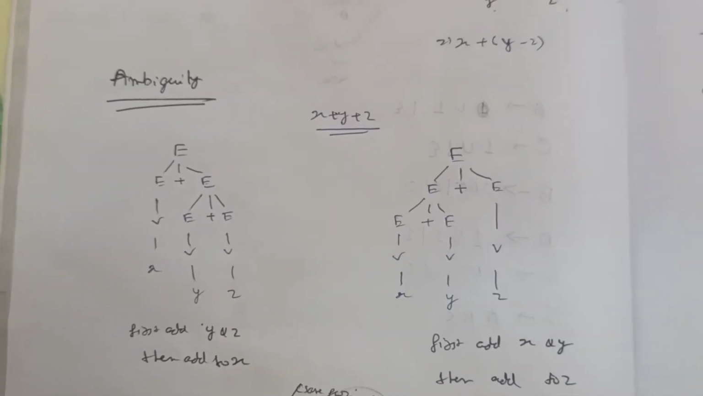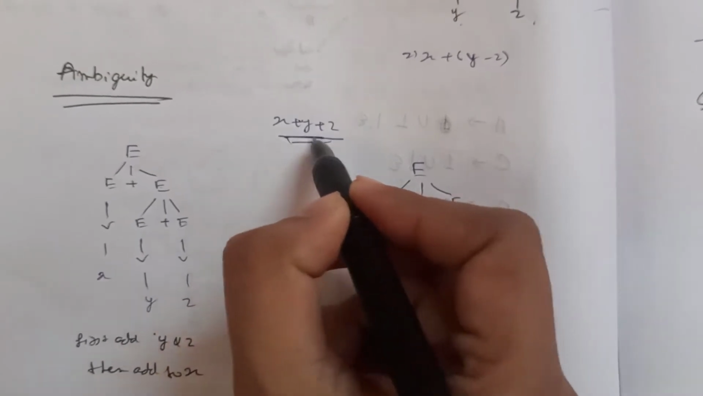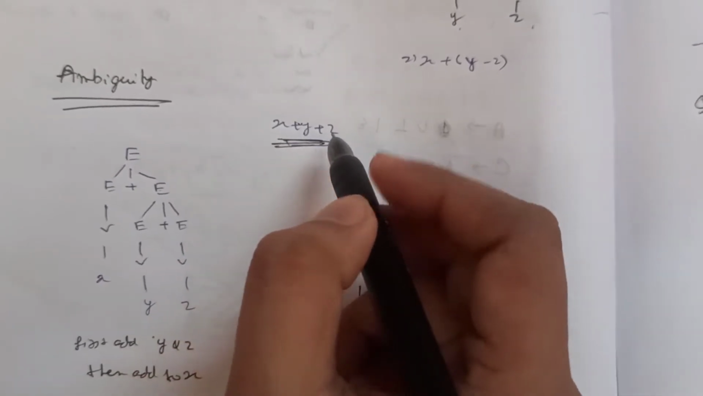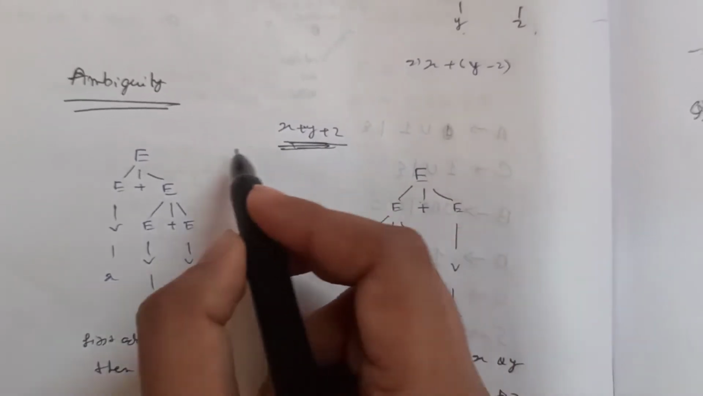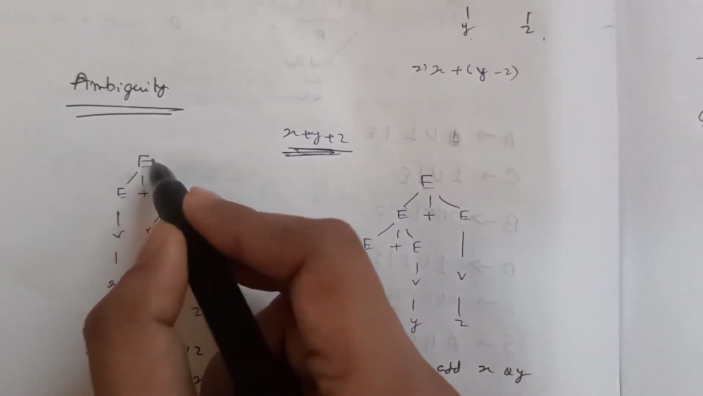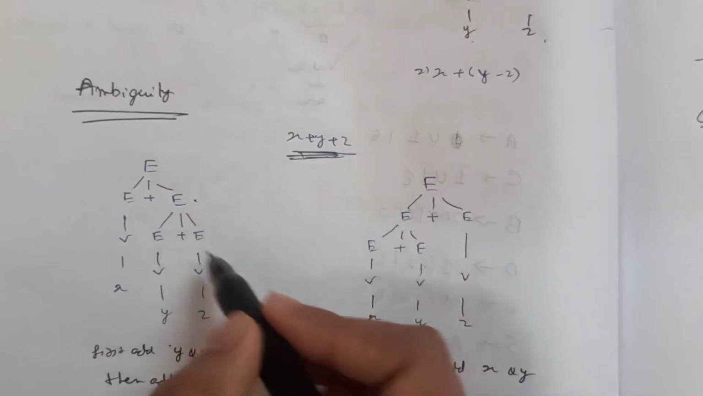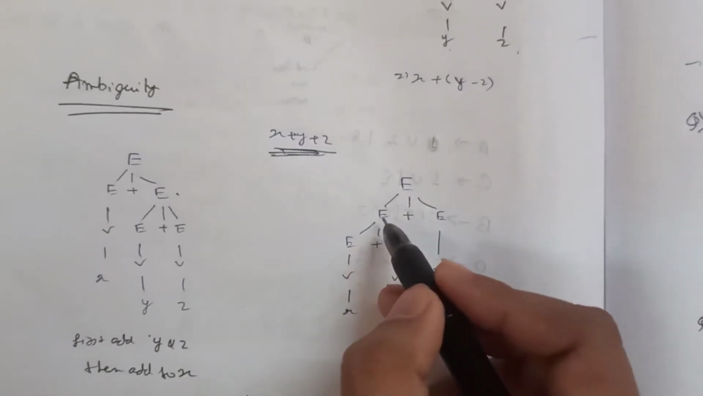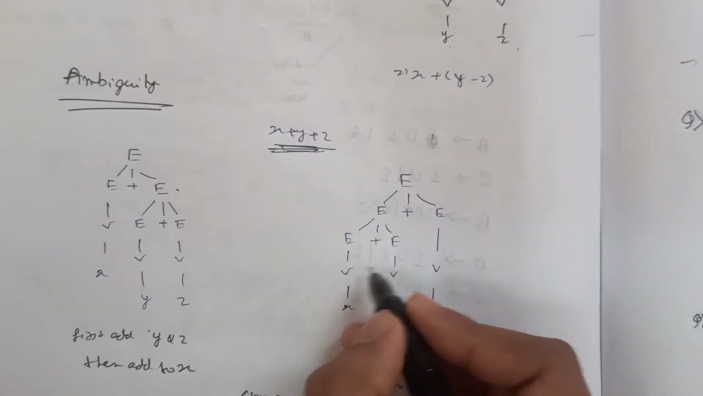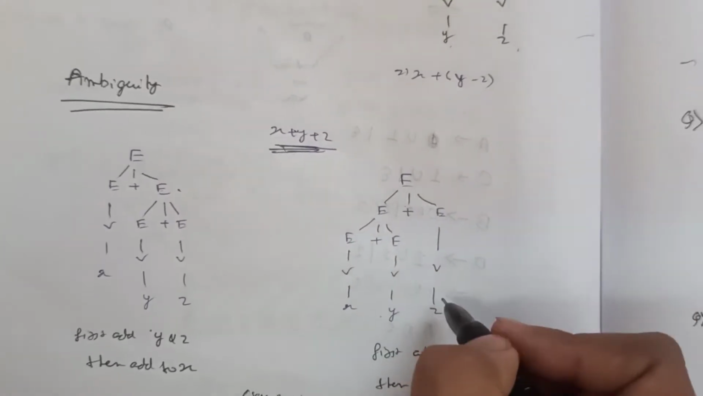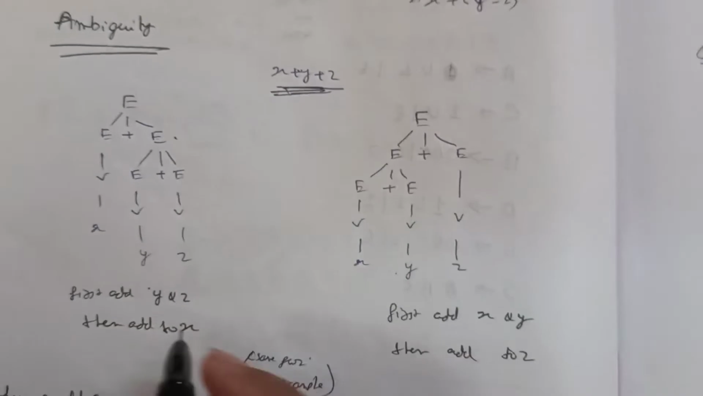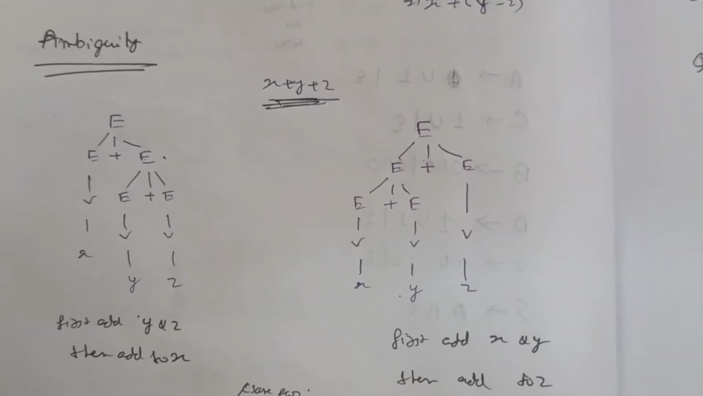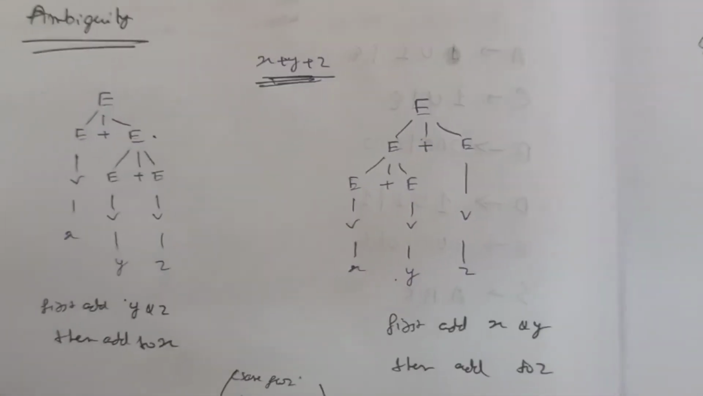Now we will check what is ambiguity. Suppose I need to make x plus y plus z, then how to make that? So I have two ways to make that. I can either expand the second E and make yz here, or I can expand the first E and make xy from here and z as the later one. So in both cases it is becoming x plus y plus z. So the parser or compiler gets confused about which one to choose between them.